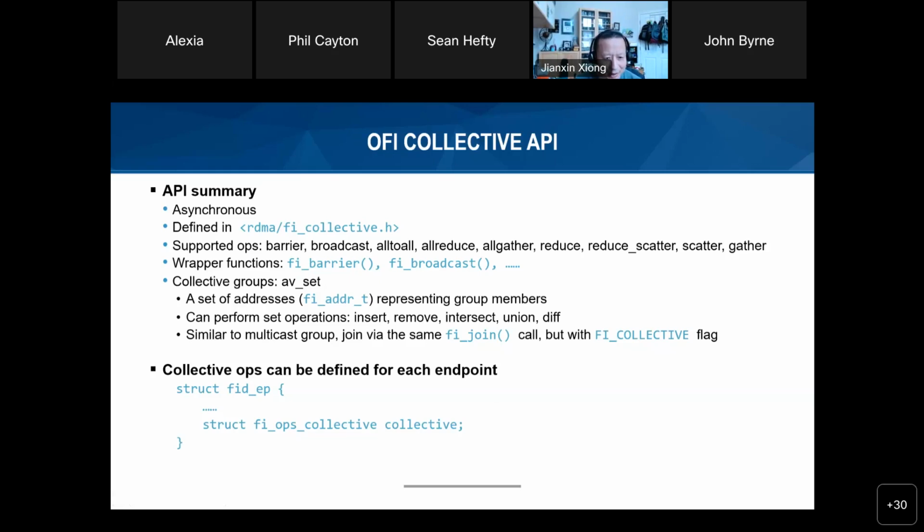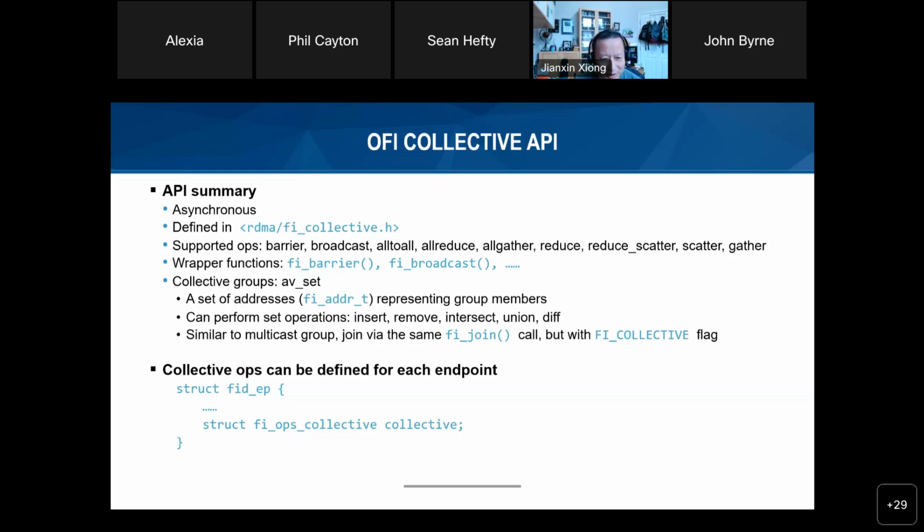For the API, the headers provide some wrapper function definitions for the application to use. Those wrapper functions are just macros redirecting the call into predefined operations associated with the endpoint the operation is applied on.